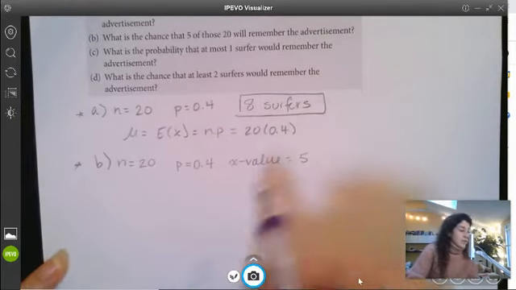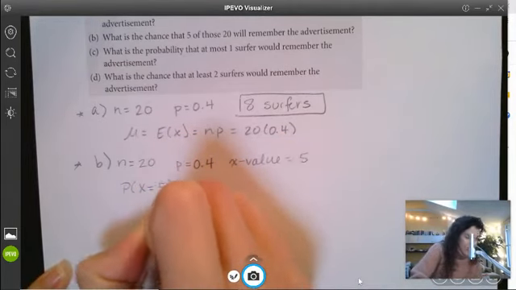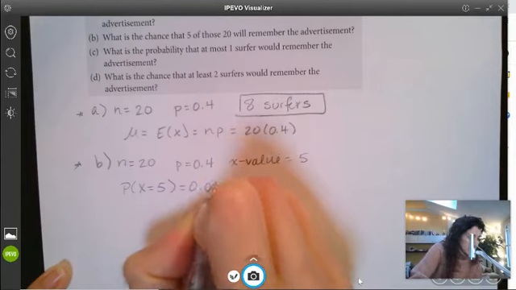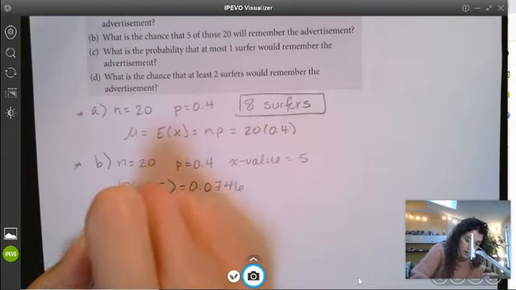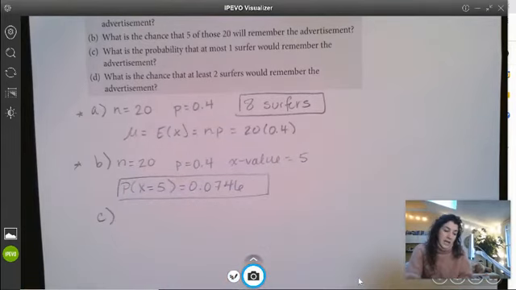When we put these all into their appropriate places, what we should get is that the probability of x equals 5 is equal to 0.0746. Okay. The probability that at most one surfer would remember the advertisement.